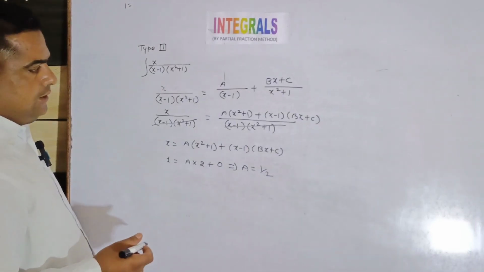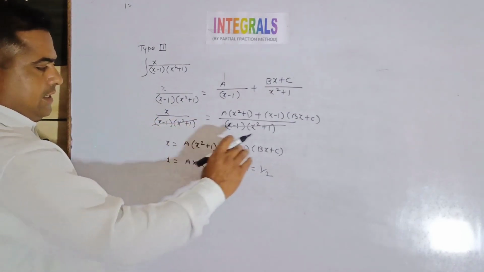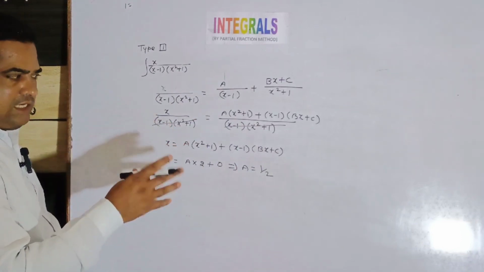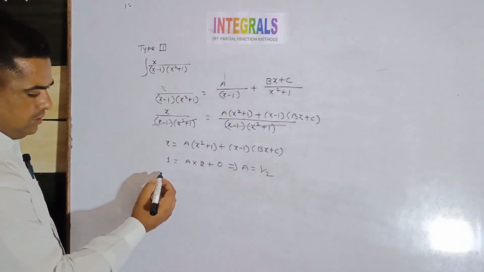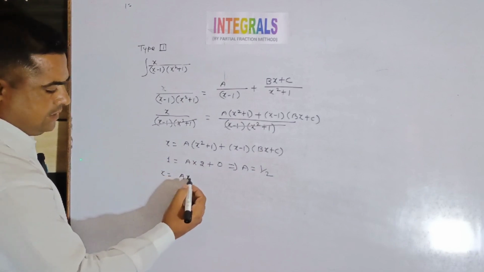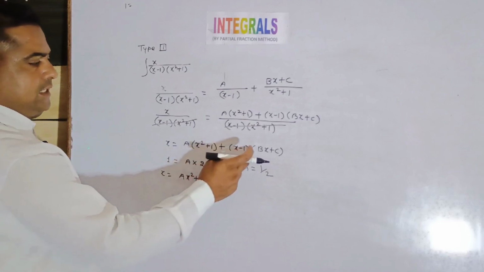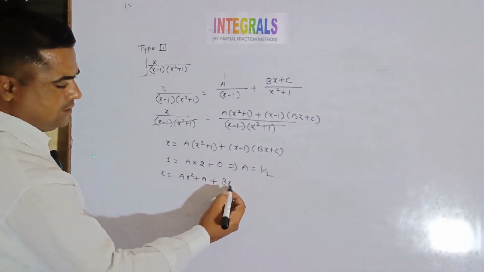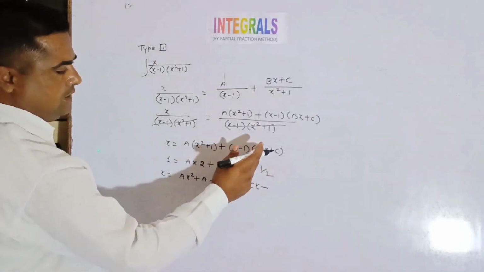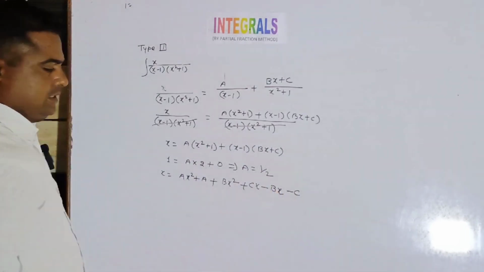To find the value of B, we will use one concept. We will multiply the right hand side of these two brackets, correct. Then we will compare both the sides and we will get the value of A, B and C. You can write here x = multiplying by A inside the bracket, Ax² + A, plus x into Bx, this will be Bx², x into C, this will be Cx, minus 1 into Bx, this is −Bx, minus 1 into C, this is −C.